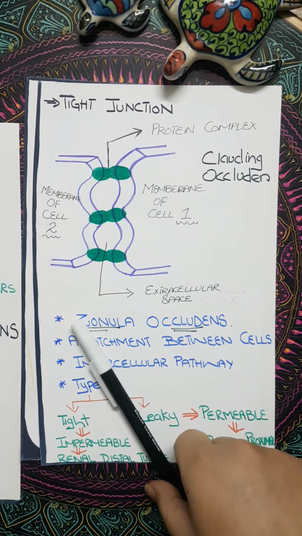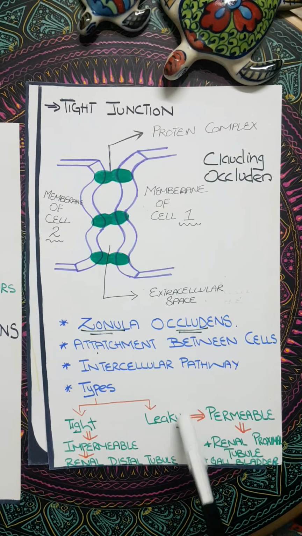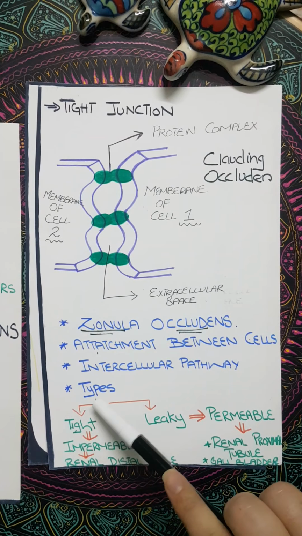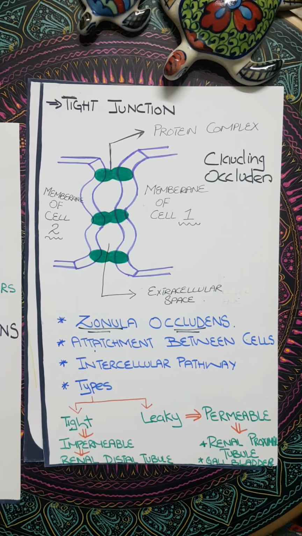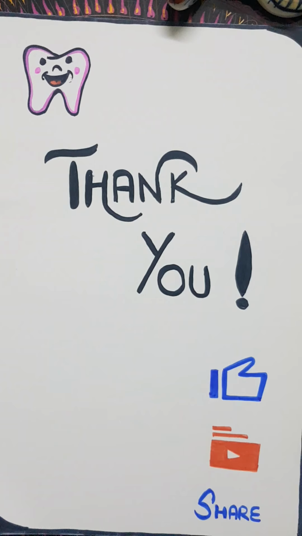Now, these tight junctions can be tight or leaky. Leaky means they are permeable, such as in the proximal renal tubule or in the gallbladder, and they may be tight, which means impermeable, such as in the renal distal tubule. So this was all about this topic.